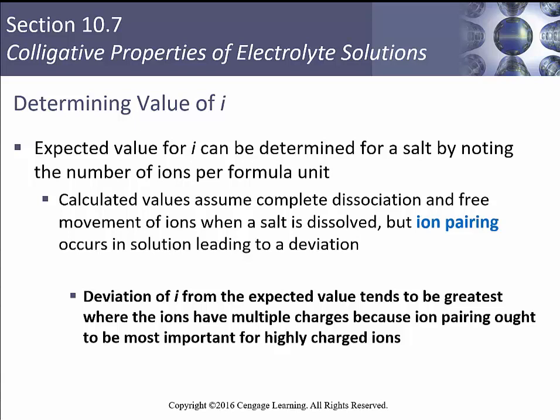So we refine our model by using the van 't Hoff factor. We then look at ion pairing and refine that initial guess a little bit more. Deviation of i from the expected values tends to be greatest where the ions have multiple charges. So your calcium 2+, multiple charges, going to be a little bit more of a deviation than something that would be like, I can't think of a good example where it's going to have 3 things that dissociate that are only going to have single charges.